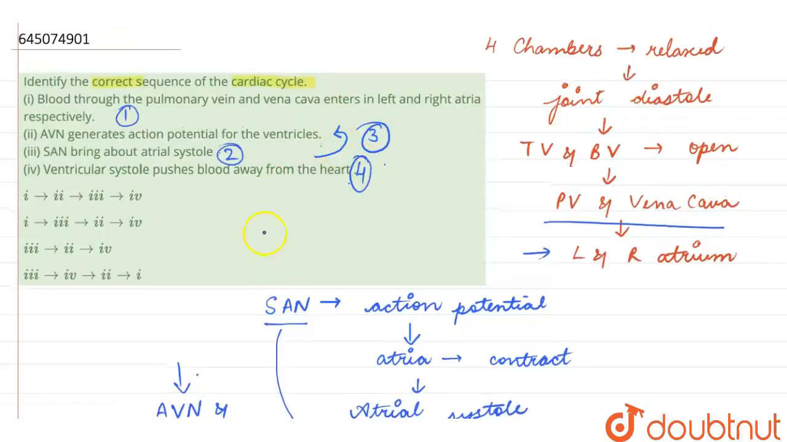So our correct arrangement for all these steps will be first, then third, then second, and fourth. All right. So from the options, we can see that first, second will be wrong. Then first, third, second and fourth, this option is correct. And this will be wrong and this will be wrong as well. So our option 2 is the correct answer.